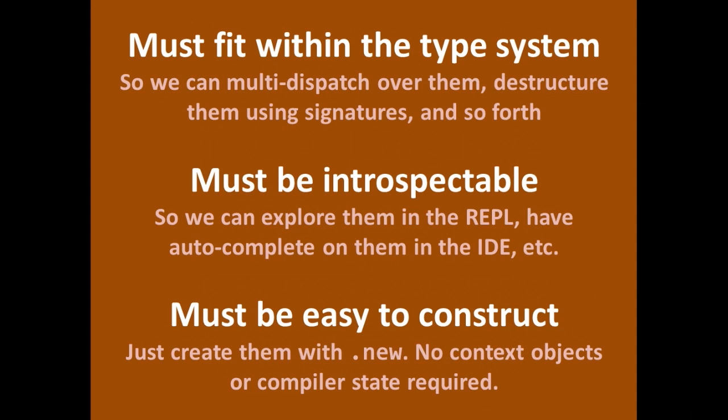They should also be introspectable, so that we can explore them in the REPL, so that IDEs like Comma can use that to provide autocomplete on them. And also, I would like RakuAST to be very easy to construct. You just call new on a node. At most, you might have to make some child nodes, which are required, but there's no sort of heavyweight context objects or compiler state objects that are needed. You might need those for later stages, like actually compiling or doing reference resolution, but the AST construction should be pretty straightforward and lightweight.